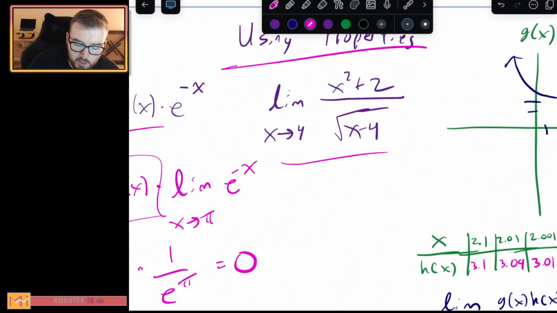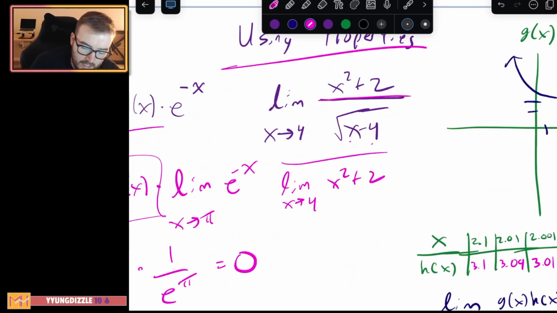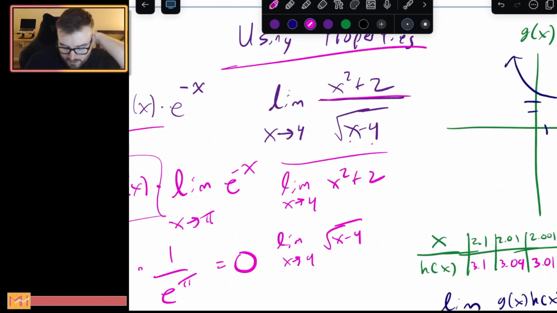So again, as we're approaching 4, we're running into an issue because 4 minus 4 is 0. Taking the square root of 0 results in 0. That's fine, but dividing by 0 is bad. So think about them individually, right? Maybe don't think about it all at once. Just think about, okay, what's happening to my numerator? And what's happening to my denominator? Think about that as a whole.